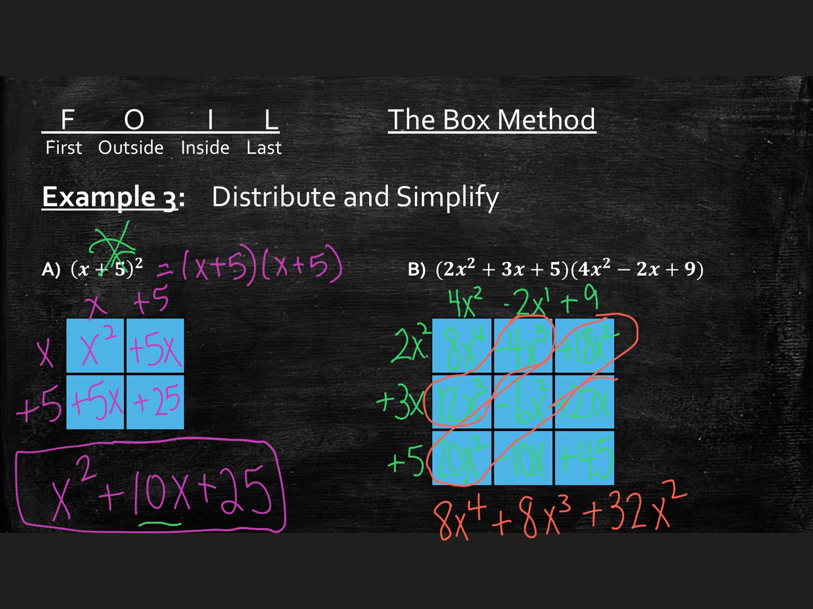Then we have our x's here. Positive 27x minus 10x would give us plus 17x. And then we have plus 45. So you're going to see that this box method helps a lot when you have lots of terms that you're having to multiply.